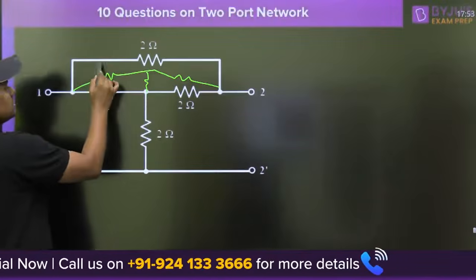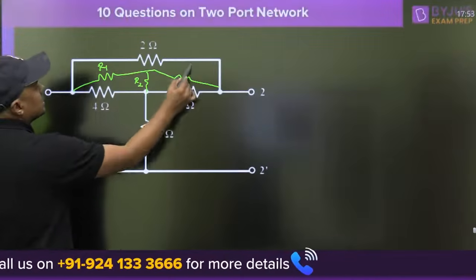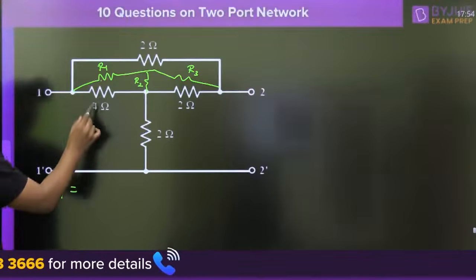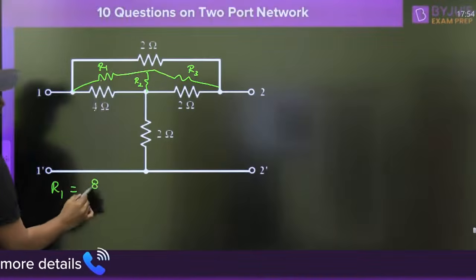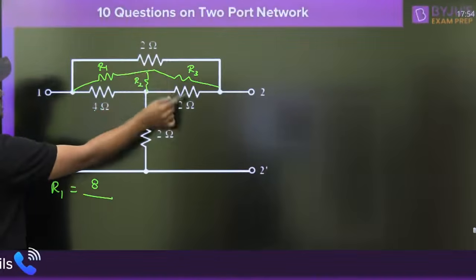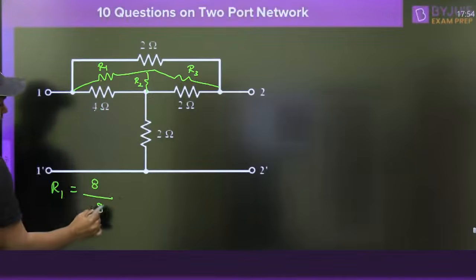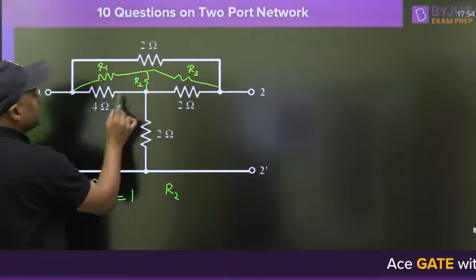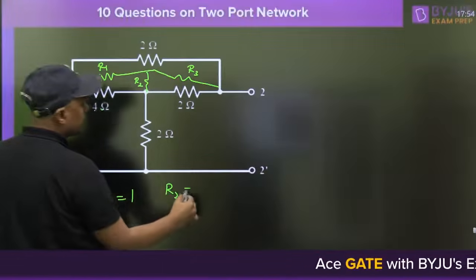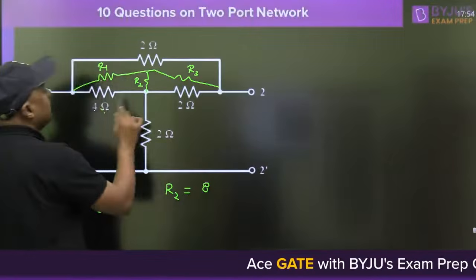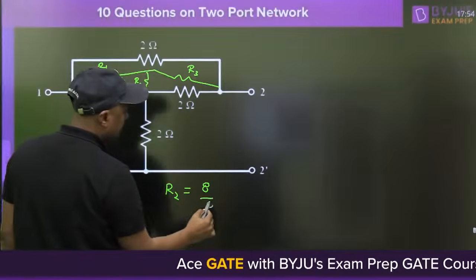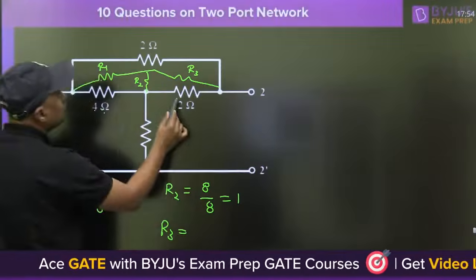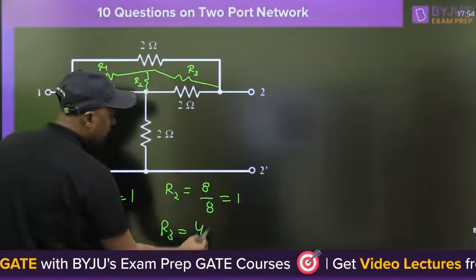Okay, this is R1, this is R2, this is R3. What is R1 equal to? The denominator will remain the same: 4 into 2, 8, divided by 4 plus 2, 6 plus 2, 8. That will become 1. What will R2 become? This R2 will become 4 into 2, 8, divided by 8, again 1. And what is R3? 2 into 2, 4, divided by 8, 1 by 2.